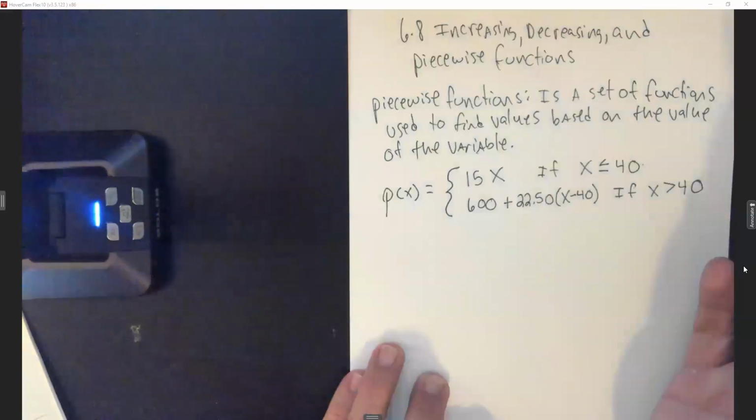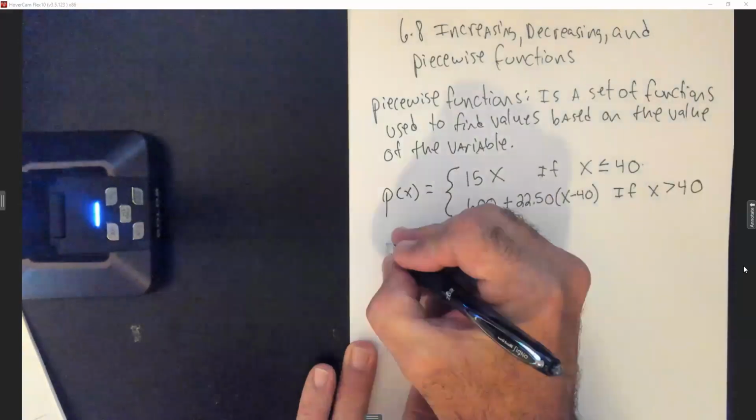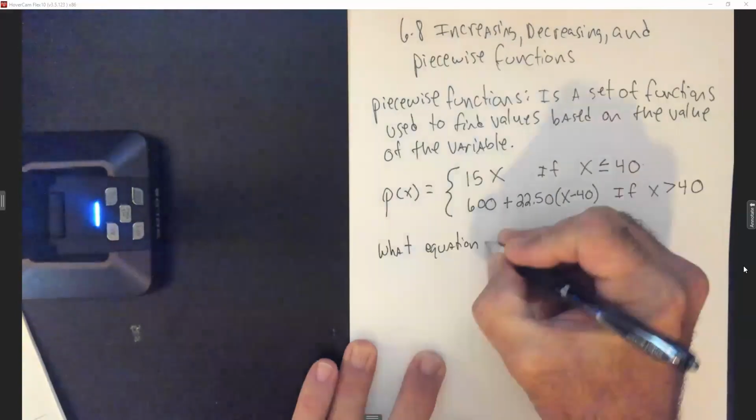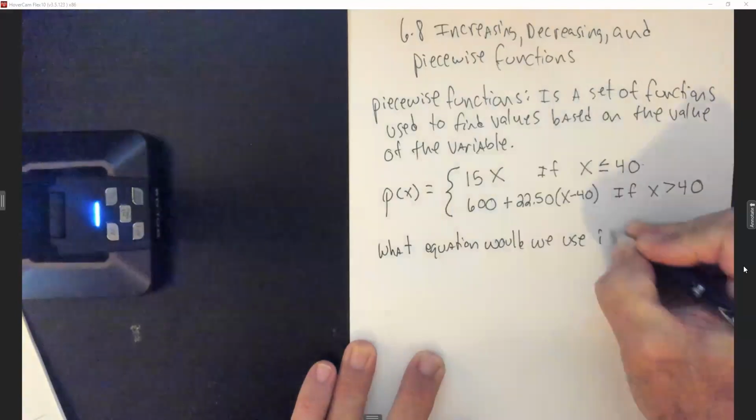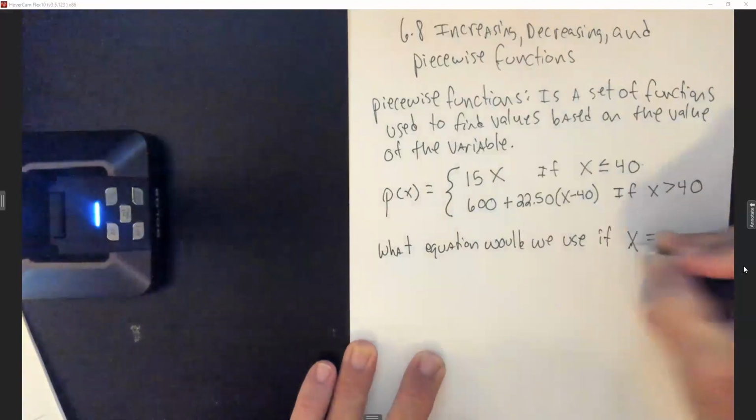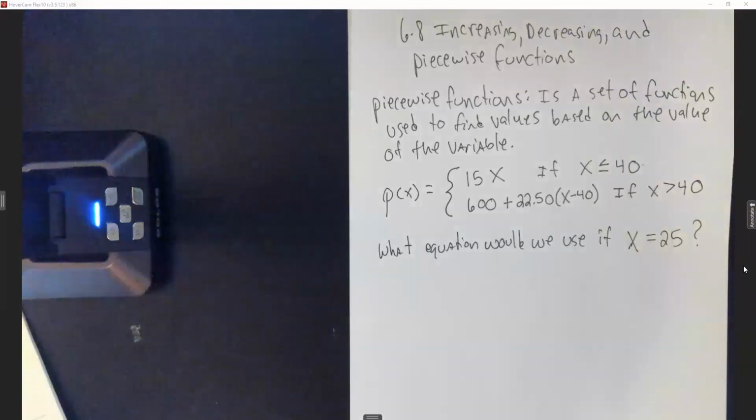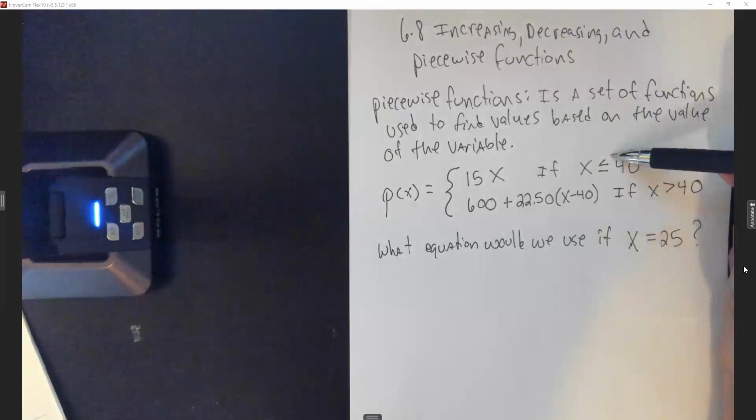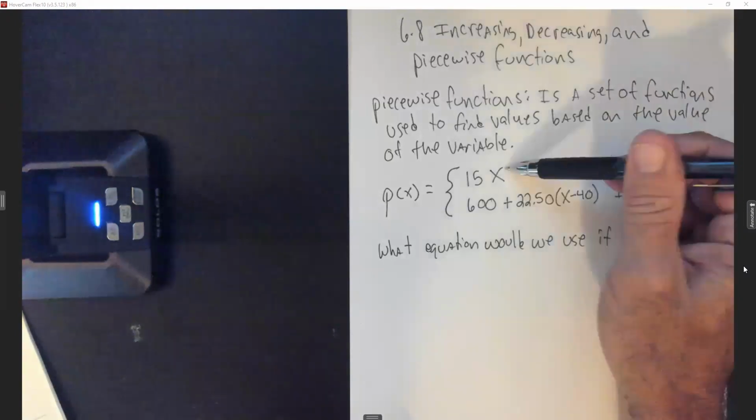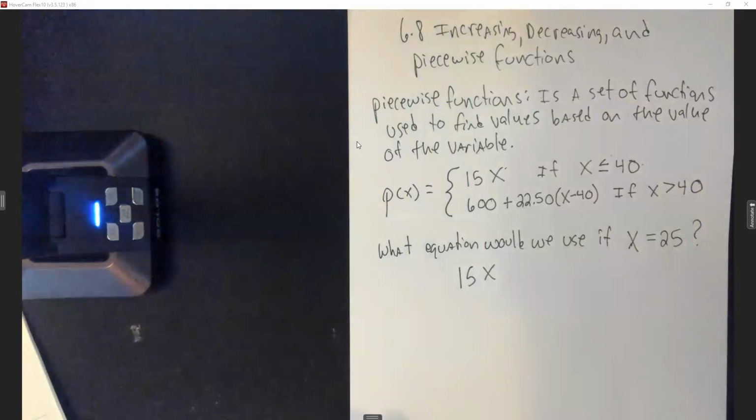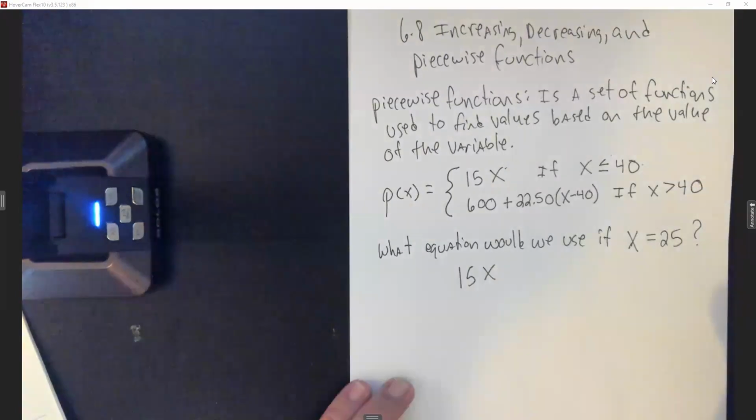So a question I might have out of this is, what equation would we use if x equaled 25? So what I would do to figure out which equation I would use if my x equaled 25, I got to go over here and look at these domains they're giving me. So 25 is less than or equal to 40. So I would use the equation 15x. And then using that, I would figure out my pay, okay?